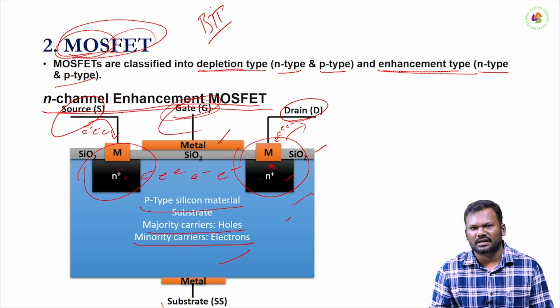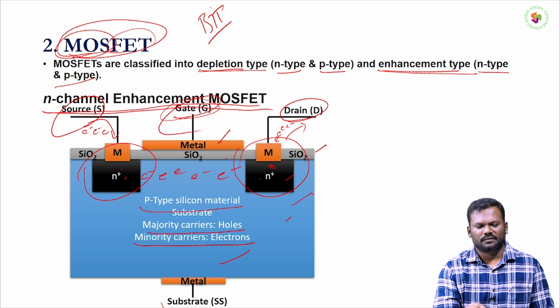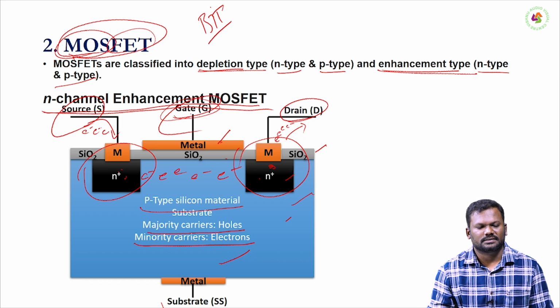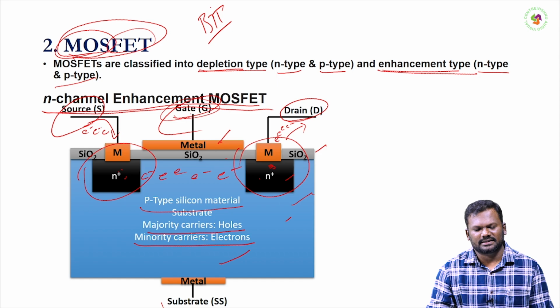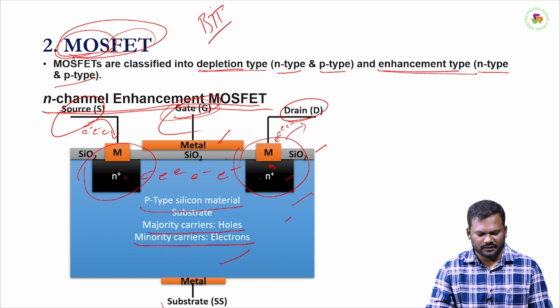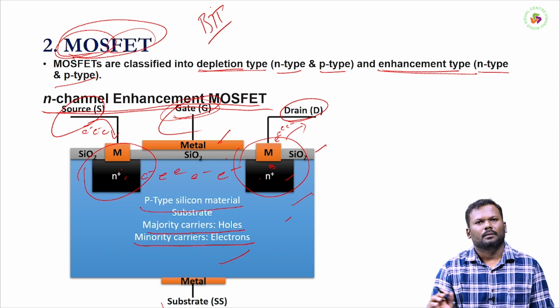Why do we call it a field effect transistor? Because the flow of electrons is controlled by applying a voltage to the gate terminal. Because of that we call it metal oxide semiconductor field effect transistor. So now you understood the structure. Next we will go to device fabrication, which is very important to fabricate the MOSFETs.